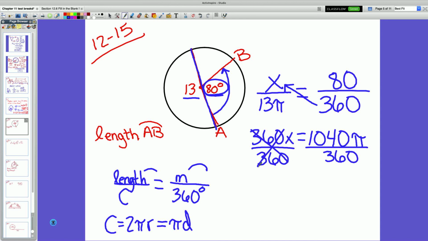Those cancel, so I get x equals 1040 times pi, and then divide by 360. And your answer to the nearest tenth should be 9.1. Again, on your test, you're going to have one that's length, one that's circumference, one that's radius, actually two that are length, one circumference and one radius. So that x changes spots, but the process remains the same.